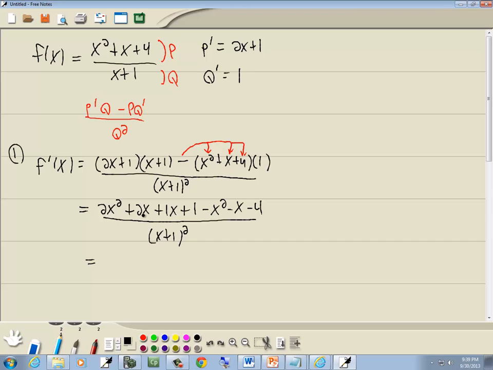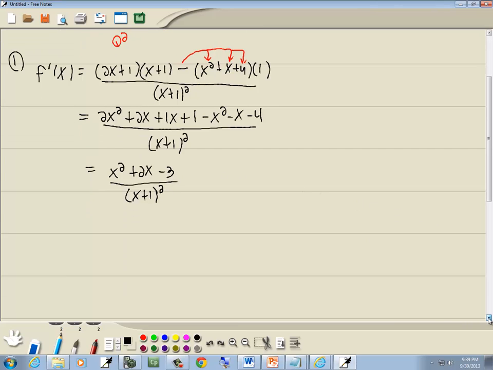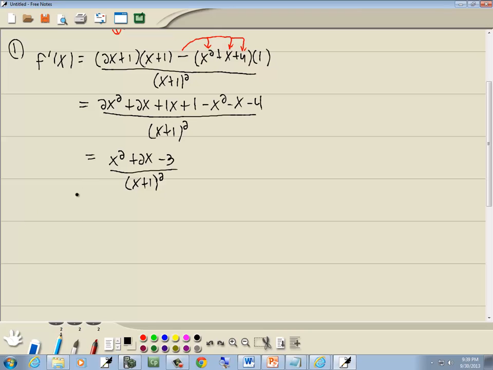Okay, up on top we're going to combine like terms. We got 2x squared minus x squared, that gives us x squared. We got 2x plus 1x is 3x, minus x gives us 2x. And then 1 minus 4 is negative 3, over x plus 1 squared. Now, that's our derivative.